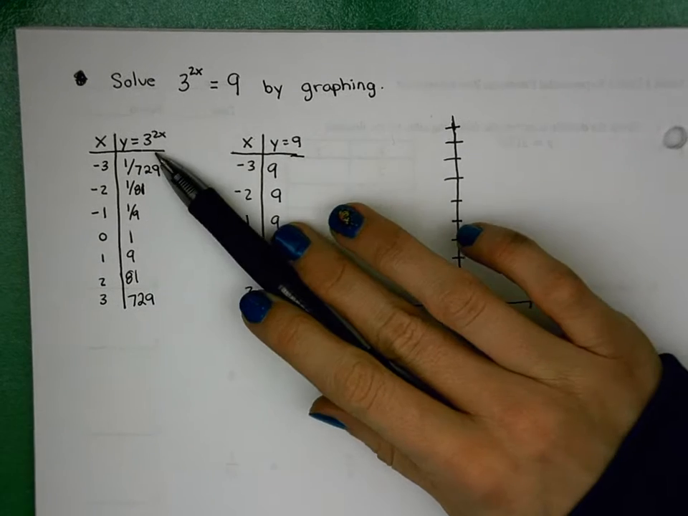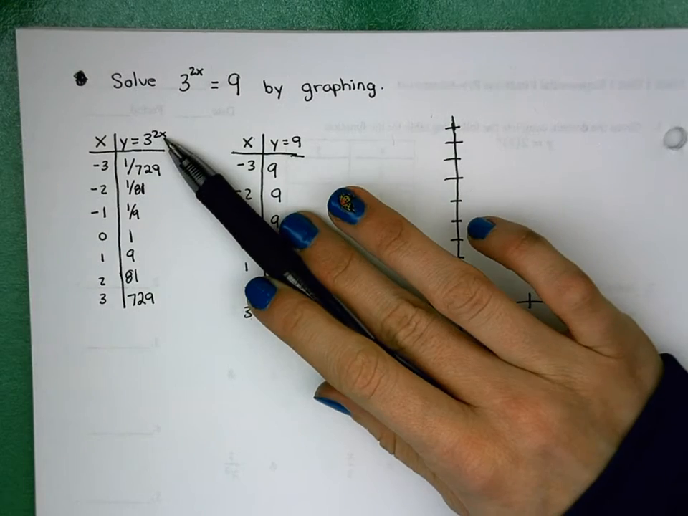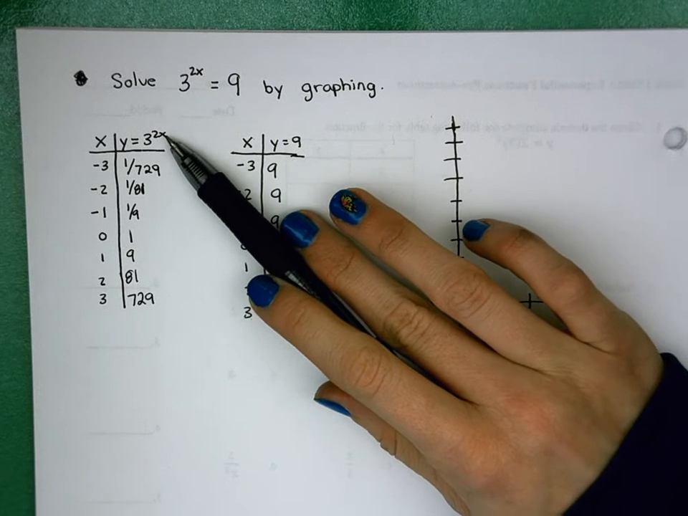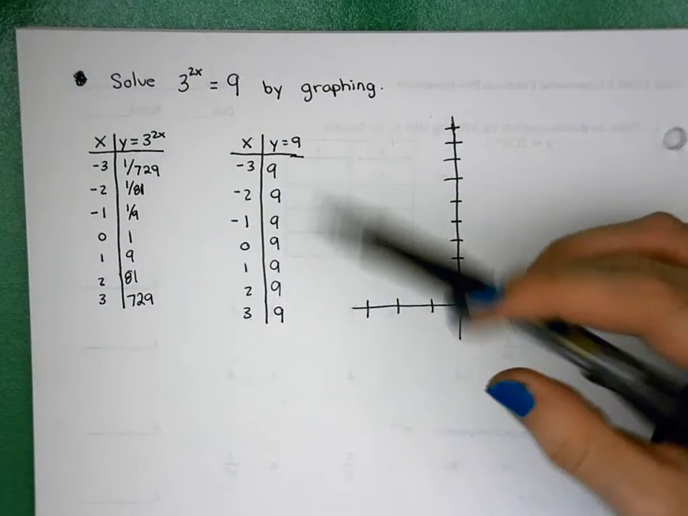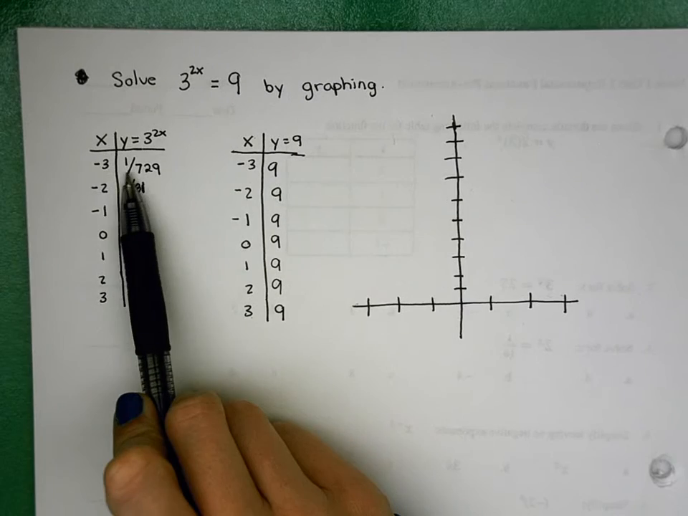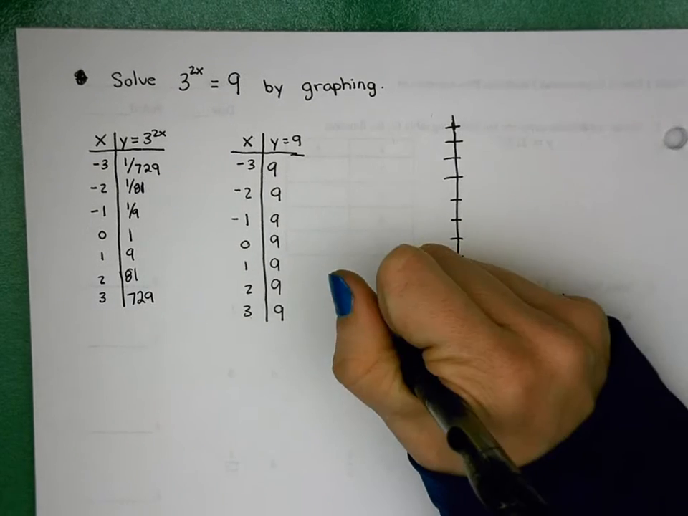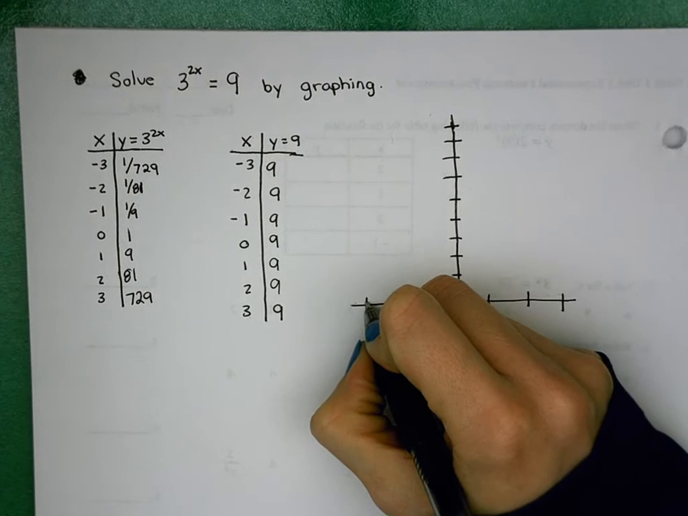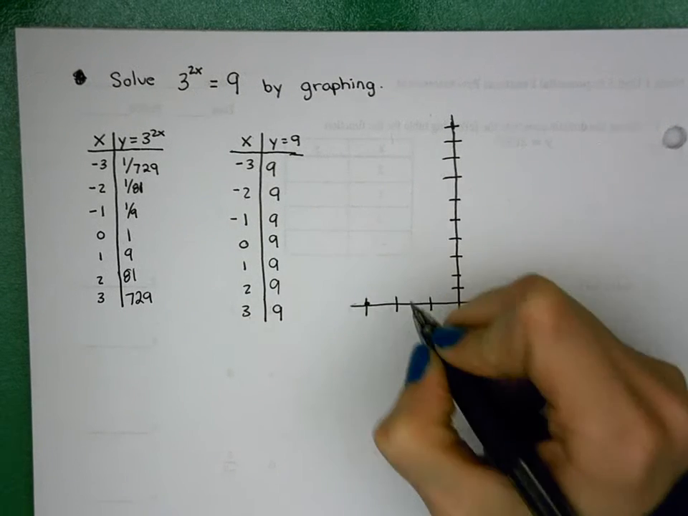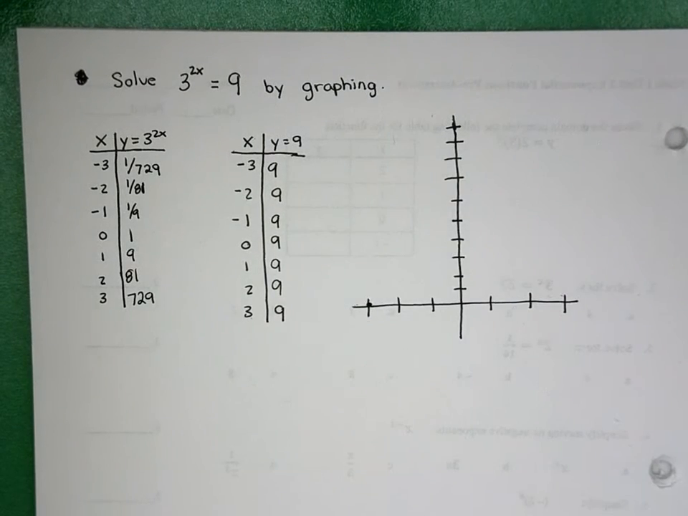Okay? This first one, this 3 to the 2x, is going to be an exponential equation. Notice that I have a variable up here in my exponent, so I know it's going to make an exponential, so it's going to be some sort of smooth curve. My first point is -3, 1/729th, so -3 is here. 1/729th is incredibly small, very close to 0.